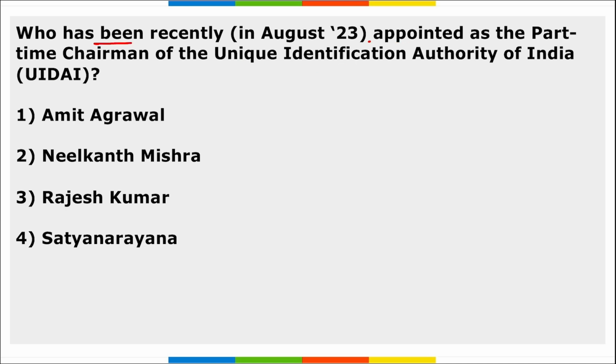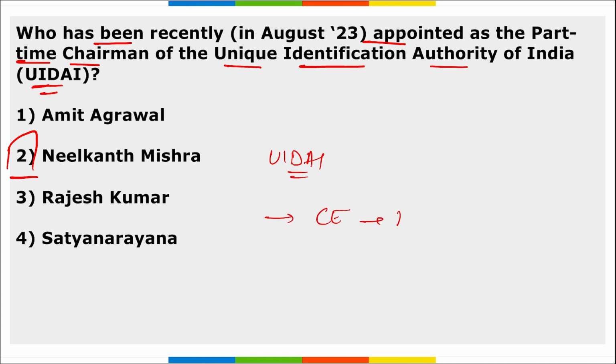Next, who has been recently appointed as the part-time chairman of the Unique Identification Authority of India, that is UIDAI? He will be Neelkanth Mishra ji. He has been serving as the chief economist at Axis Bank Limited and head of global research at Axis Capital Limited. The chairman post was vacant for almost 4 years, and now he has been appointed as the part-time chairperson of UIDAI, Neelkanth Mishra.